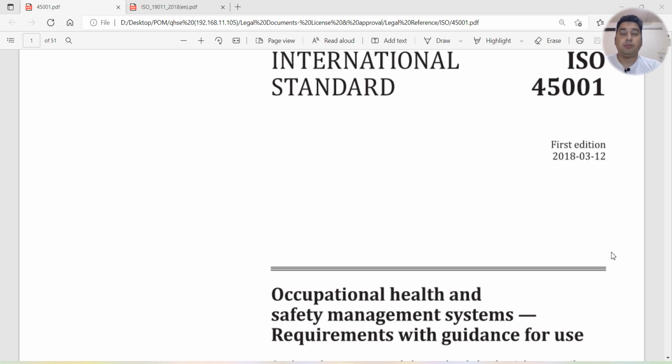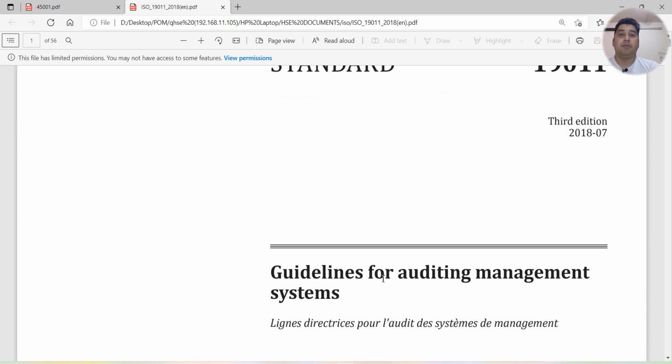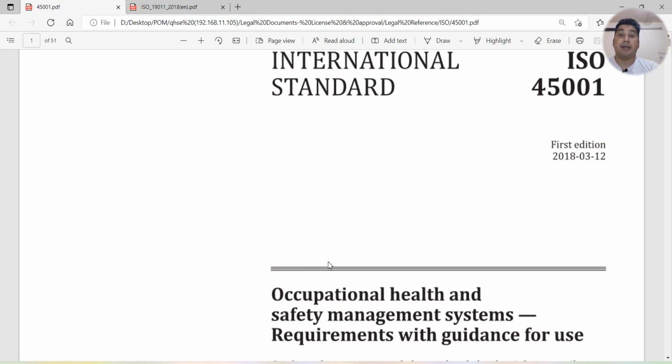I will cover two standards in this training: ISO 45001, which is the lead auditor training for the occupational health and safety management system. Once we are done with this training, I will also cover ISO 19011:2018, which is the standard for guidelines for auditing management systems. How you have to conduct an audit, whether an internal audit, external audit, or second party audit, step by step, all the information I'll share with you. So let's start our training.